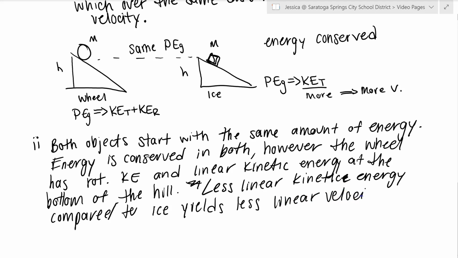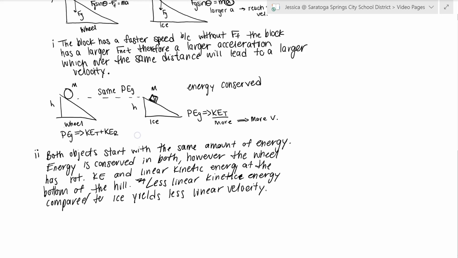So I actually explained that a little bit opposite of what I was originally going to do. I explained why the wheel has less instead of why the ice has more. Either way is fine. Either way would be correct. You could say that the ice block converts all of its initial energy to linear energy, whereas the wheel must split its energy, and that means that the ice has more linear kinetic energy, so it has more velocity. That would be fine. I just happened to do it opposite of that.